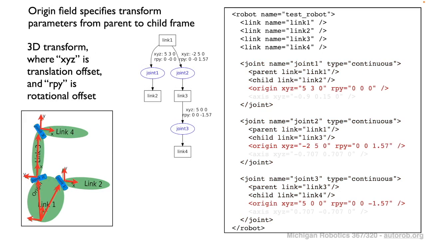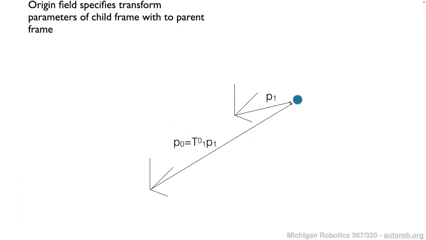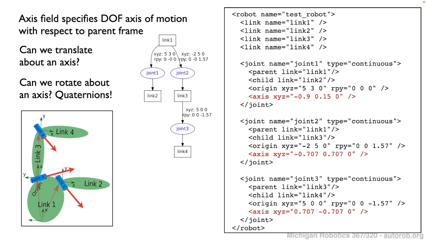In addition to this base tree structure that's defined so far, within each joint we also define the local frame of reference for that particular joint: the origin XYZ and RPY. XYZ stands for a translation for that joint frame, and RPY describes a rotation for that corresponding transformation. So we have an origin field which specifies the transform parameters of each child frame with respect to the parent frame.